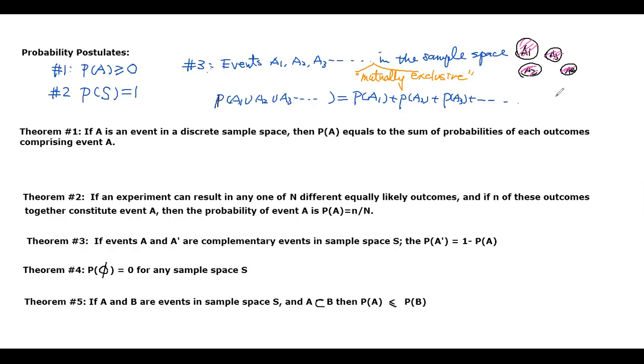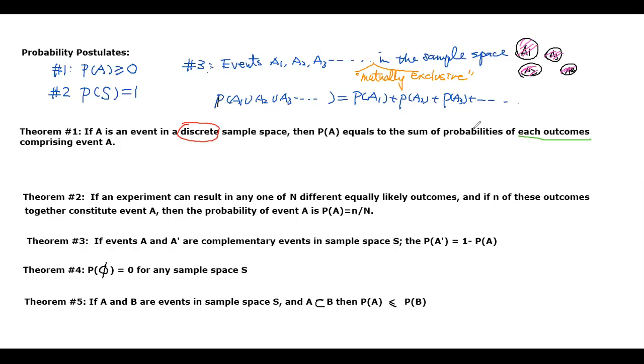Okay, so theorem number 1 says, if A is an event in a discrete sample space, then P(A), the probability of A, is equal to the sum of the probabilities of each outcome comprising the event A. Here, the keyword is discrete, so we need to be careful. If event A has, for example, 3 or 4 outcomes, then the probability of A is just the sum of each outcome's probability, because they are discrete, so they are separate, disjoint. You can add each individual outcome.